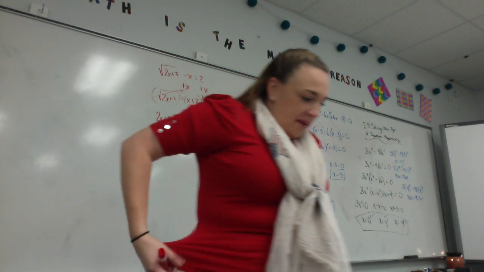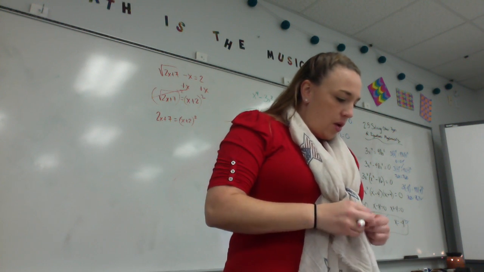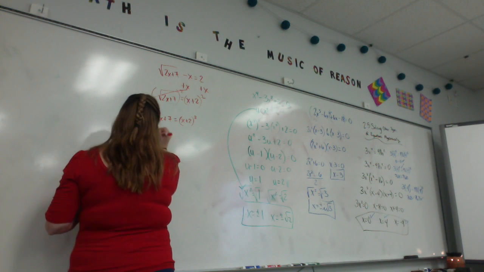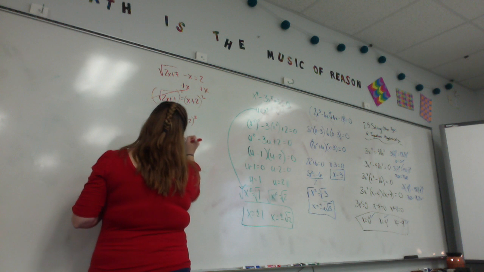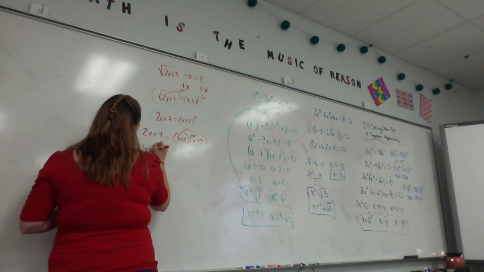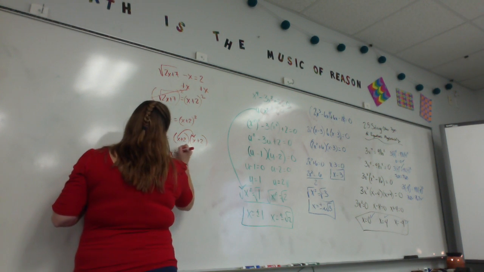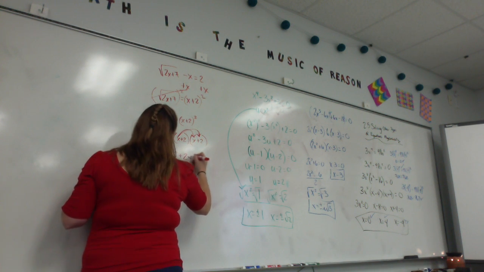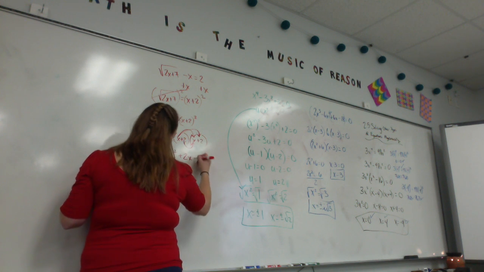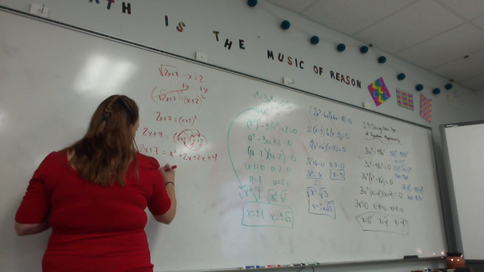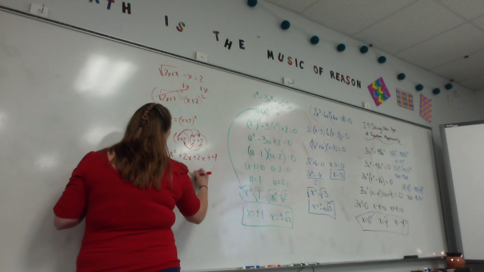Remember, I want to solve this. So what do you think I need to do next? How about if we FOIL this? First, outer, inner, last. x plus 2 times x plus 2. First, what's x times x? It's x squared. Outer, what's 2 times x? 2x. Inner, what's 2 times x? 2x. And then plus 4. So now I have 2x plus 7 equals x squared plus 4x plus 4.